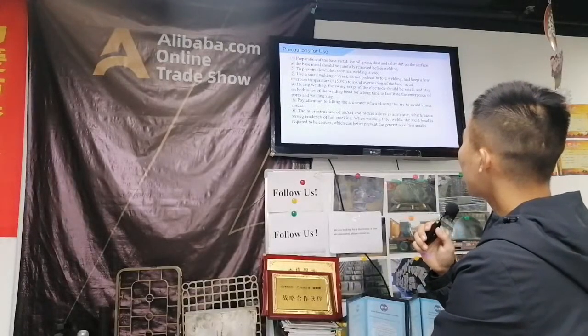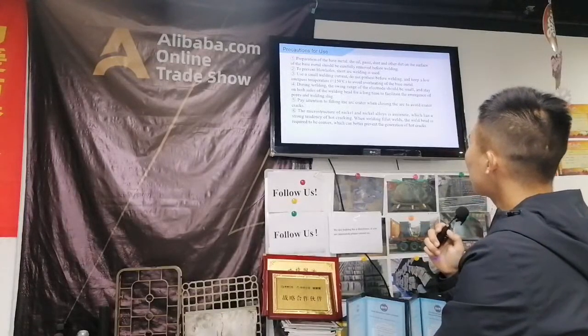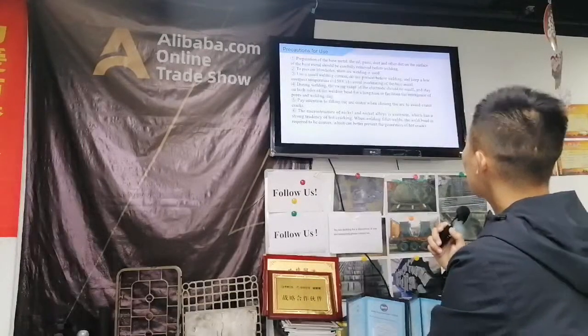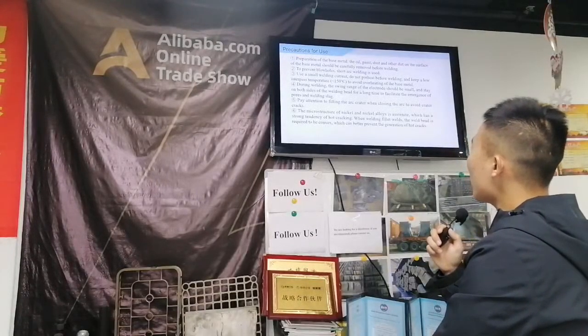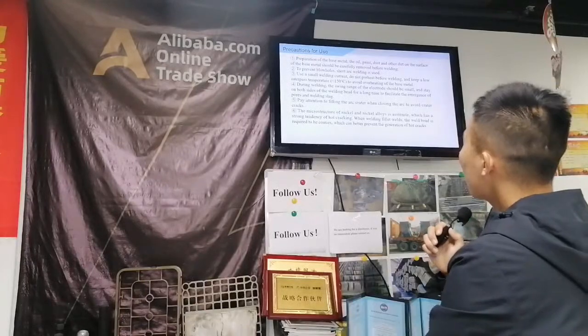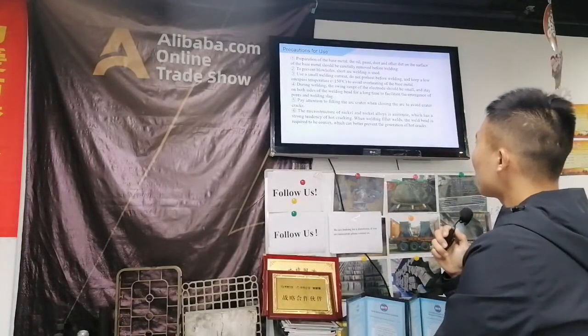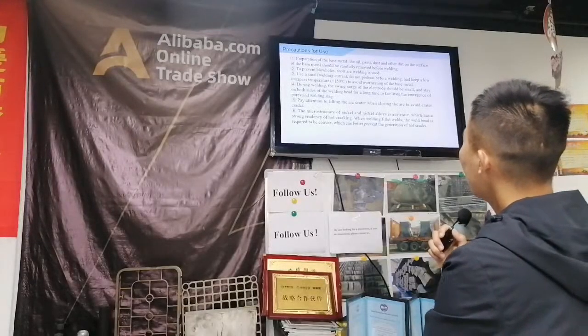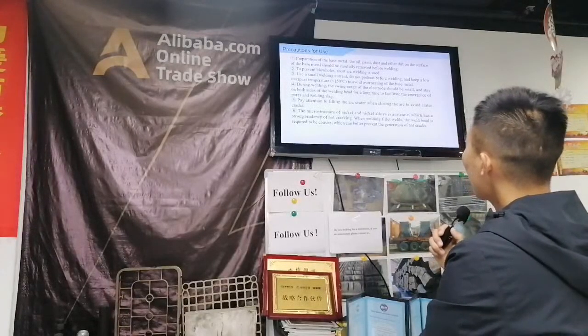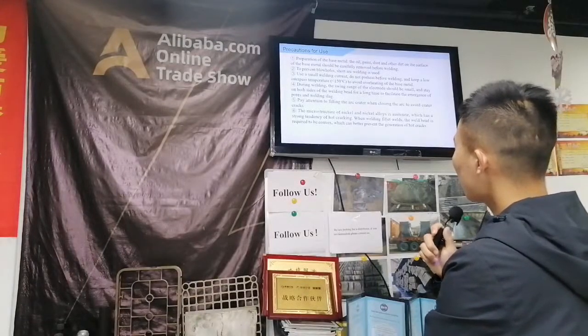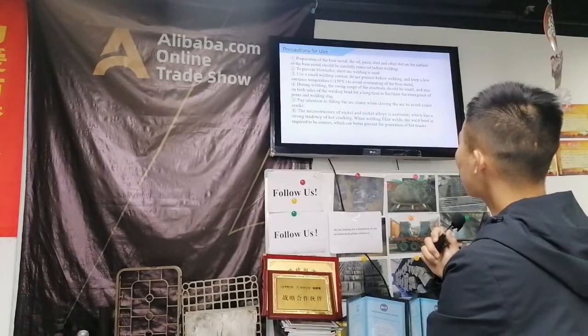Preparation of the base metal. The oil, paint, dust, and other dirt on the surface of the base metal should be carefully removed before welding. To prevent blowholes, short arc welding is used. Use a small welding current.